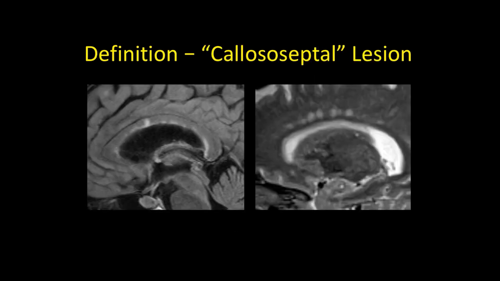Another area to look at that's pretty specific for MS are callosal septal lesions. And you can see these touch the undersurface of the corpus callosum. And then the lesions on the right are chronic white matter microvascular ischemic changes that are not touching the corpus callosum, and they are not periventricular.